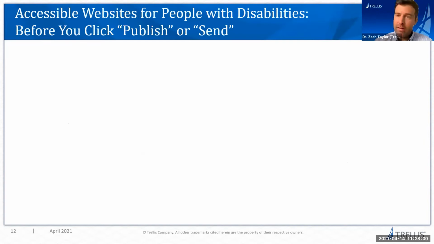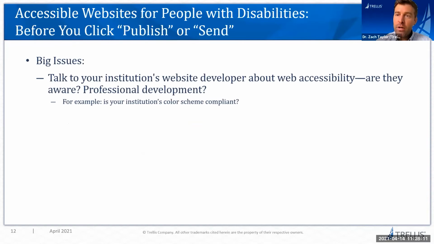So here is a brief checklist of some things that you can think about. If this is a totally new topic to you, think to yourself about this checklist. Here are the big issues. Does your institutional web developer know what web accessibility is?